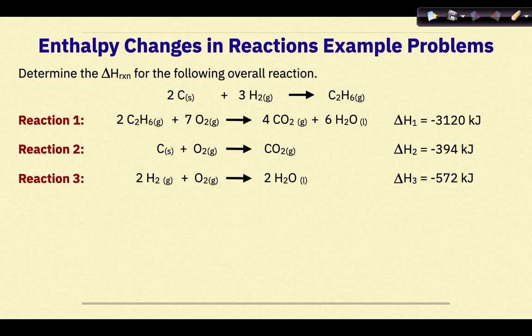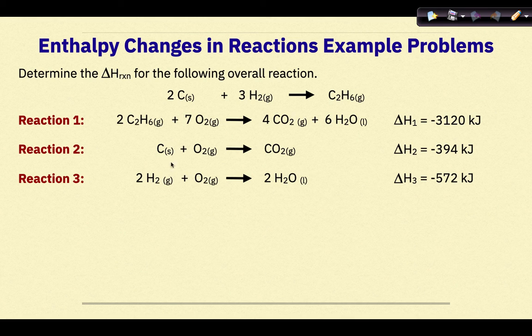Let's look at another example. Determine the delta H of reaction for the following overall reaction. This is my overall reaction up here. 2 moles of carbon plus 3 moles of hydrogen gas yields 1 mole of ethane. So I have reaction 1, reaction 2, and reaction 3.